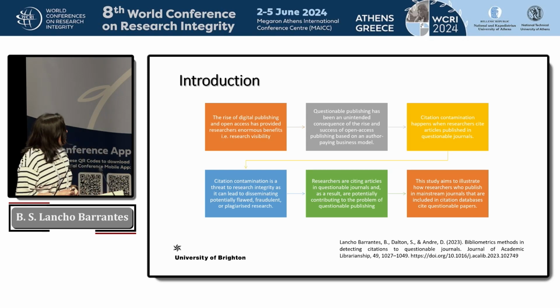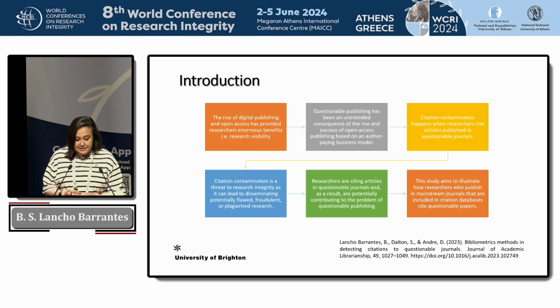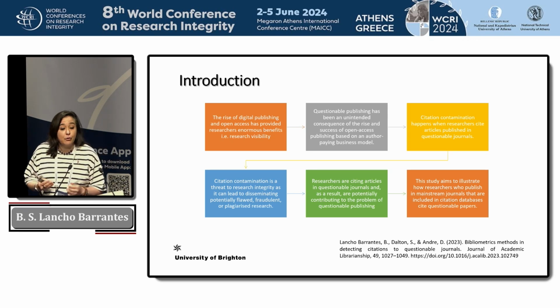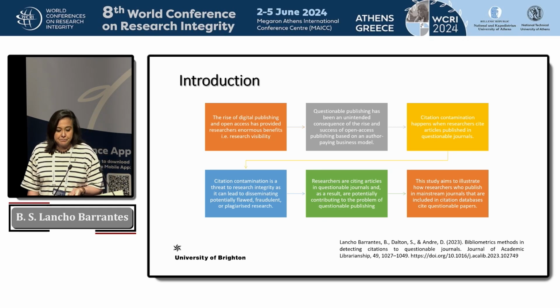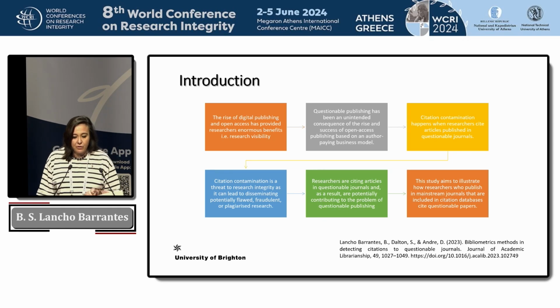The rise of digital publishing and open access publishing has provided researchers enormous benefits, for example, to increase visibility, increase impact, increase citations. However, questionable publishing has been an unintended consequence of the rise and success of open access publishing based on an author-paying business model. However, the problem of publishing in questionable journals goes beyond.